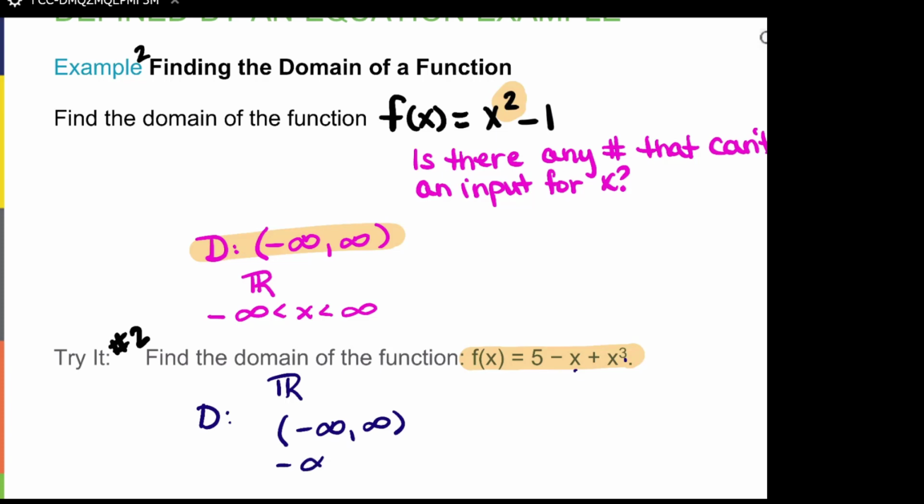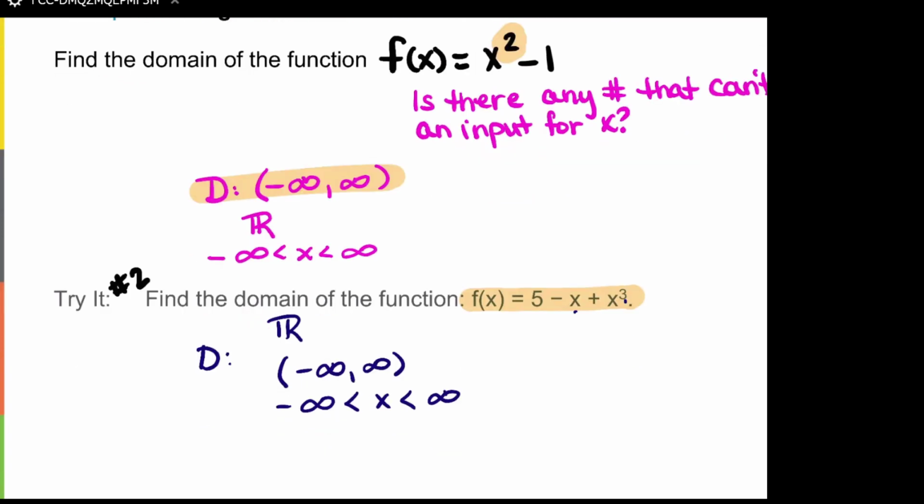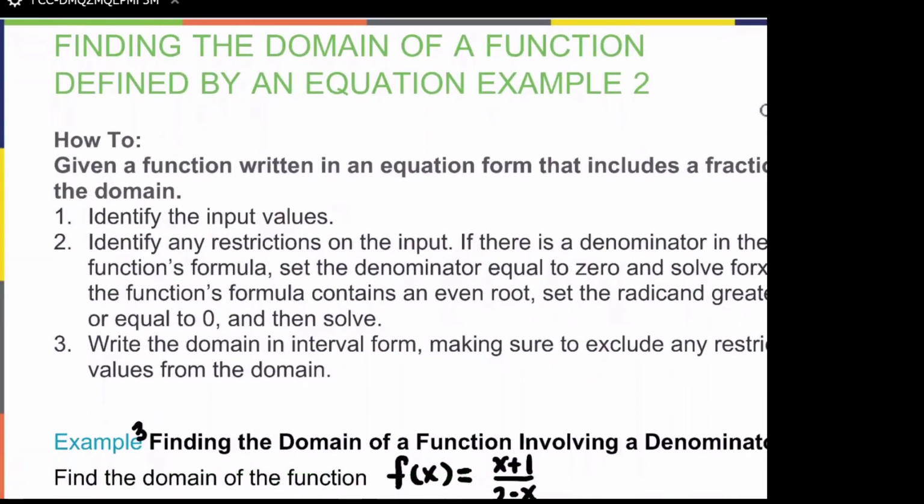Or, in inequality notation, like that. Okay.